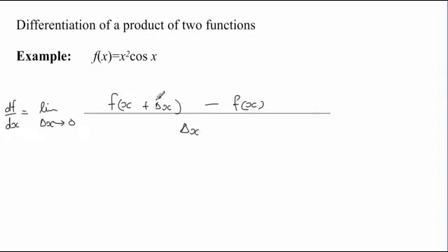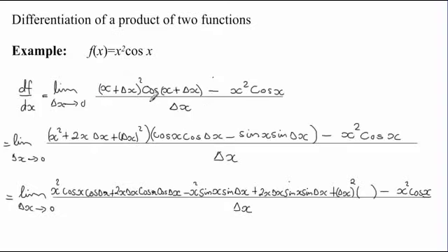So now the derivative of f of x, df/dx, equals the limit of the incremental quotient as delta x approaches 0. In this case we put f of x plus delta x minus f of x, over delta x. Now evaluating this expression in terms of the function, we obtain: (x plus delta x) squared times cosine of (x plus delta x), minus x squared times cosine x.